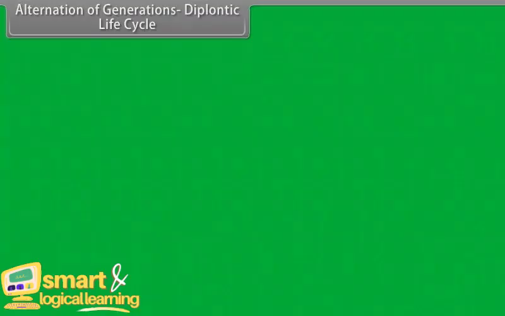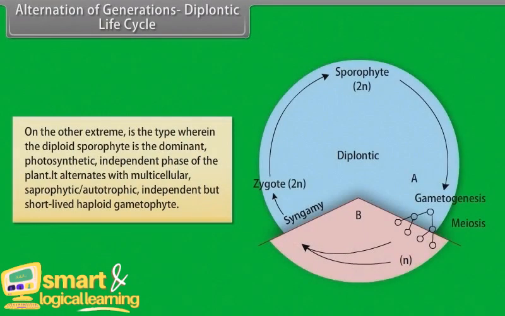Alternation of generations. Diplontic life cycle. On the other extreme is the type wherein the diploid sporophyte is the dominant, photosynthetic, independent phase of the plant. It alternates with multicellular, saprophytic, autotrophic, independent but short-lived haploid gametophyte.